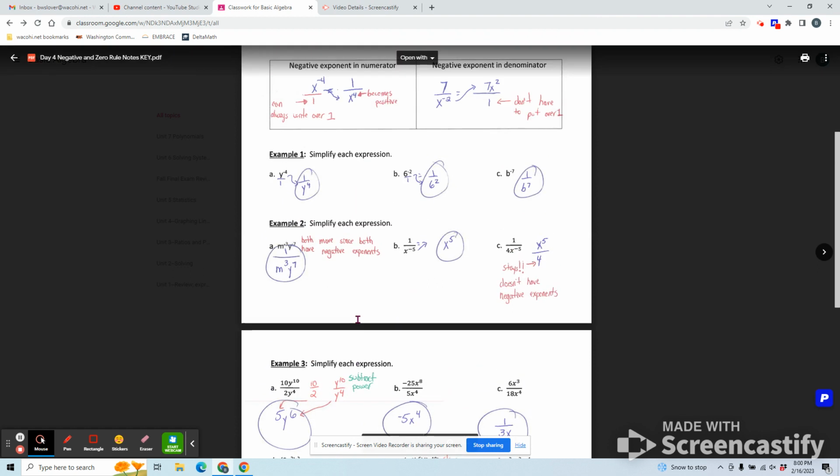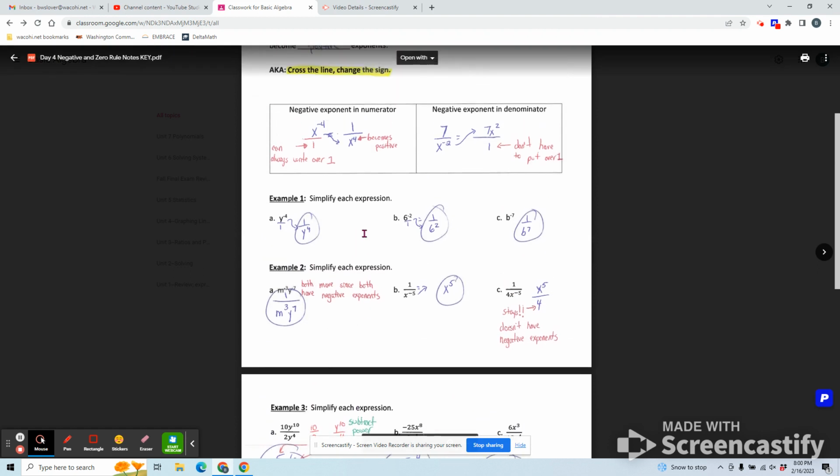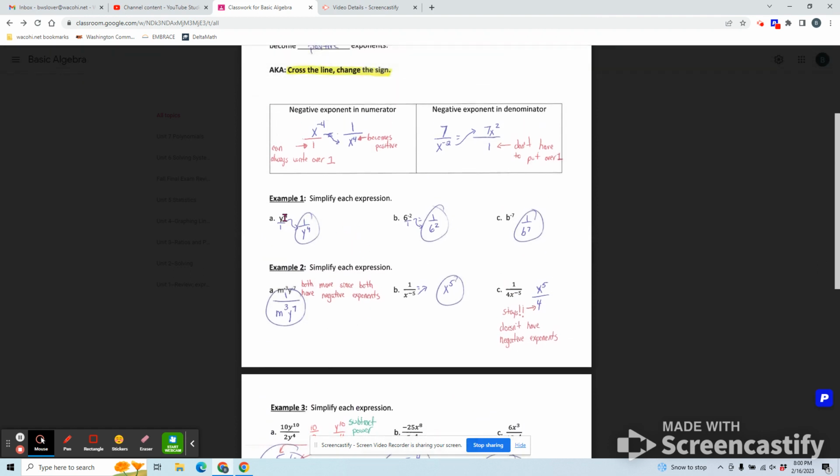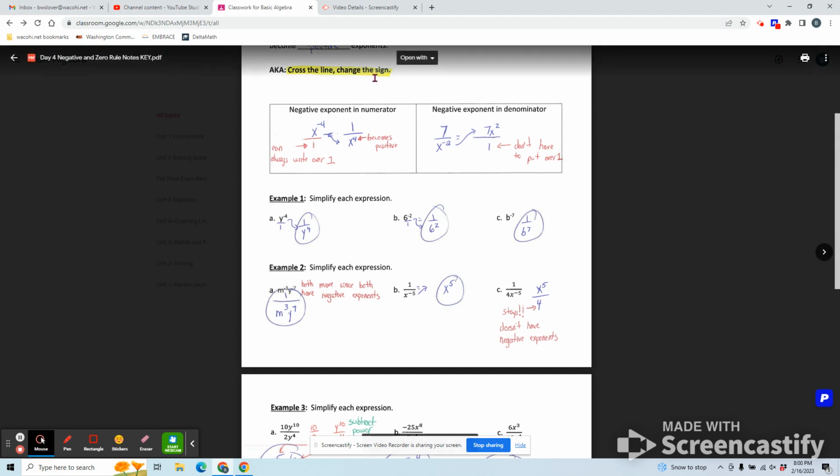When you are simplifying and you have negative exponents, you need to make them always be positive in your final answer. So that means you need to move them if need be, but only the negative exponents. You cross the line, change the sign.